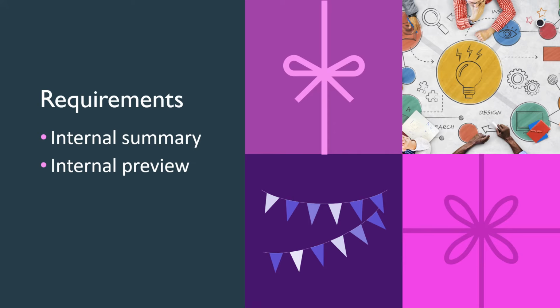There are two direct requirements in order to complete a transition properly. You must complete what is called an internal summary and an internal preview. Even though these are fancy words, they're very simple to do. And what they mean is that you must, in every transition, mention what you just spoke about and then what you are going to speak about next.